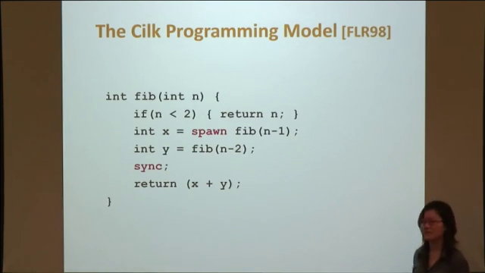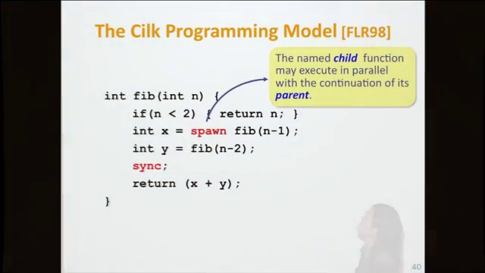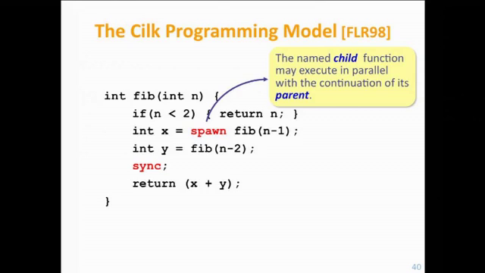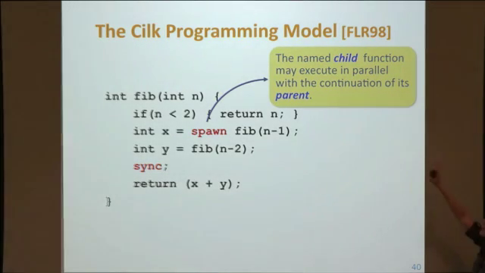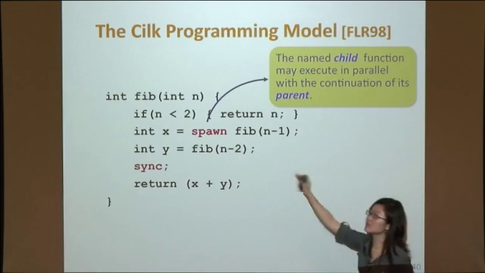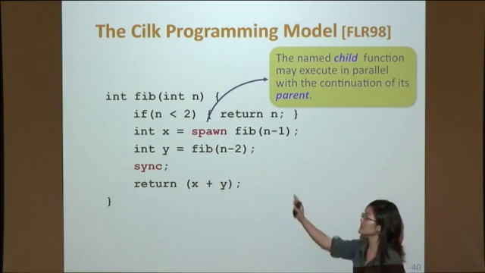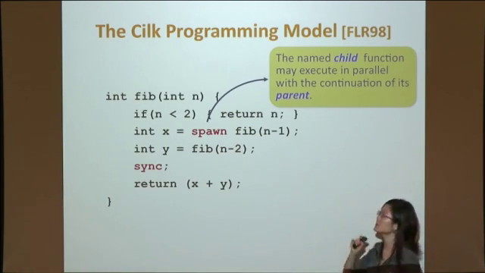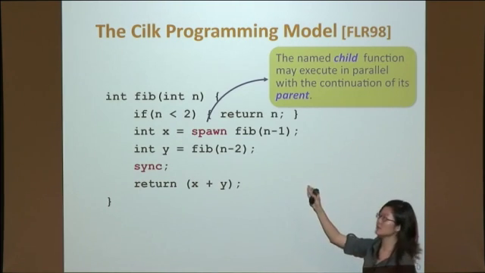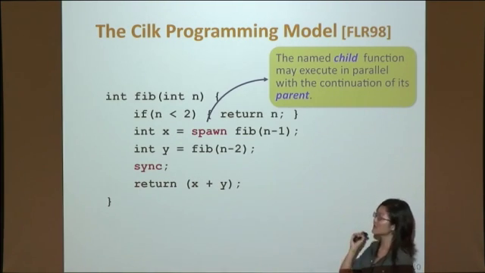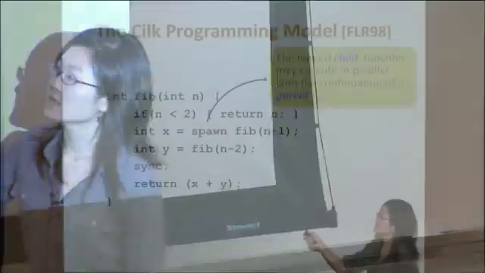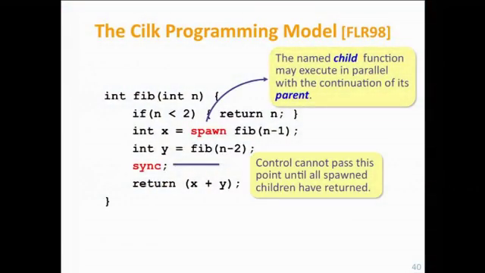So to write this naive fib computation in Cilk, the way you do it is basically you spawn fib(n-1). What spawn states is that the named child function may execute in parallel with the continuation of its parent. So in this case, the continuation is the call to fib(n-2), and fib(n-1) may execute in parallel with the call to fib(n-2). Sync, on the other hand, is the counterpart of spawn. It serves as a local barrier, which states that control cannot pass beyond this point until all previously spawned children in this lexical scope have returned.